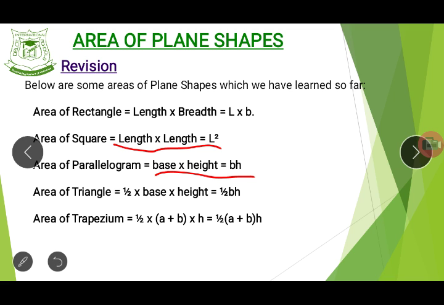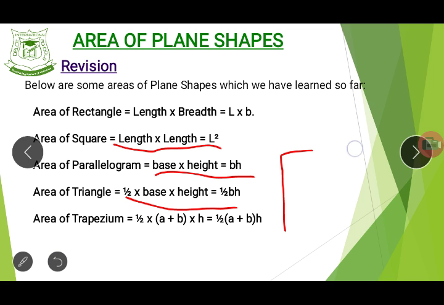Then the area of a triangle, and I believe last week I showed you how we derived the area of a triangle from the area of a parallelogram. Do you see that now? If you don't remember, go to your previous notes and study it, okay? You will find it there. That's the area of a triangle, which is half times base times height, okay? And then the area of a trapezium is half times a plus b times the height, okay? You know the shape of the trapezium. Trapezium looks something like this.